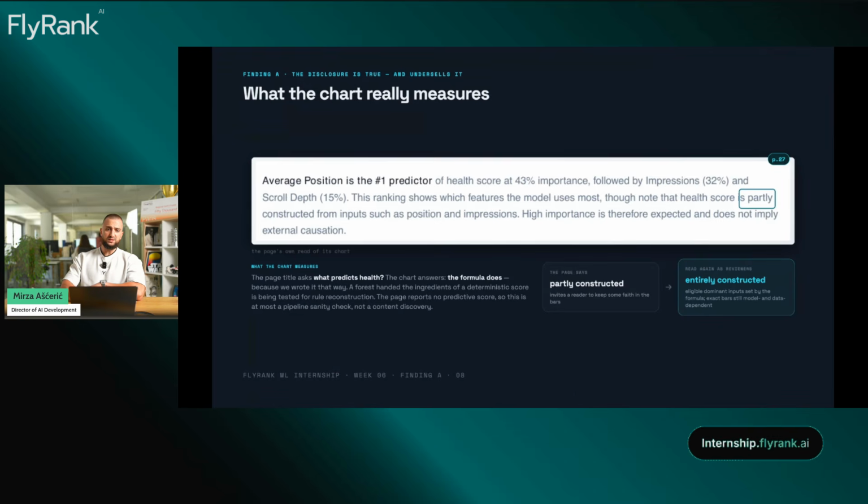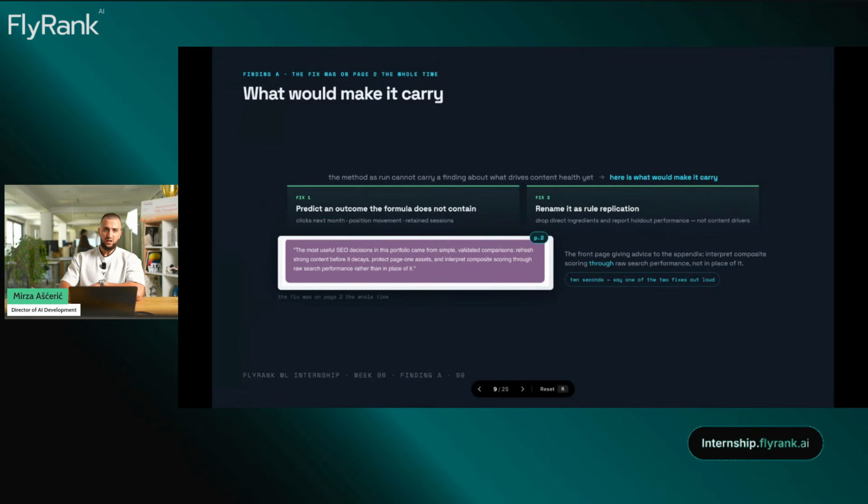We wrote that part and we use the word partly. But if you read it again, we think the word entirely will be much better. Partly makes you still believe in the bars a little, but entirely makes it clear that the recipe decided what was important. So to really learn what makes content good, we need to do more.